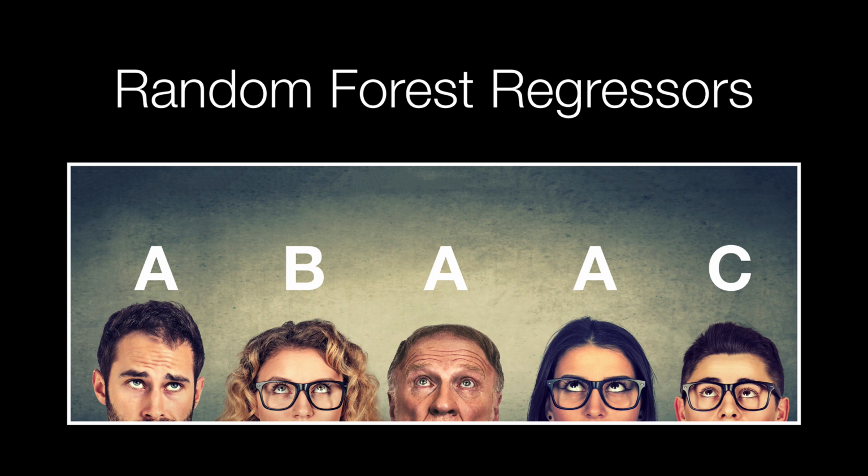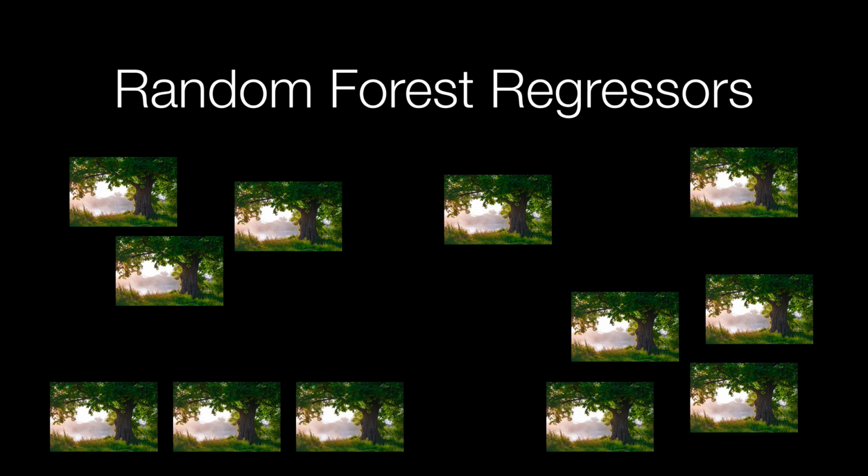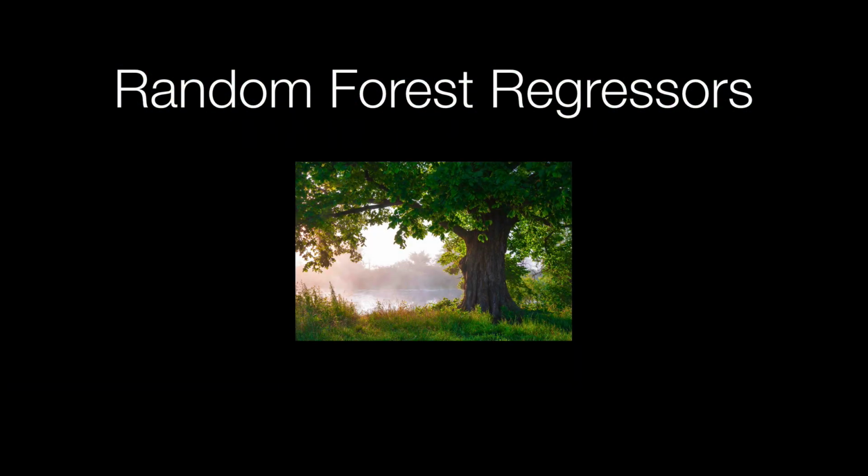Okay, I see. But how does that relate to machine learning? This is how random forest regressors work. Each decision tree has its own view of your data that's different to other trees, and by combining all their predictions to make an average, you stand a great chance of getting a strong result.